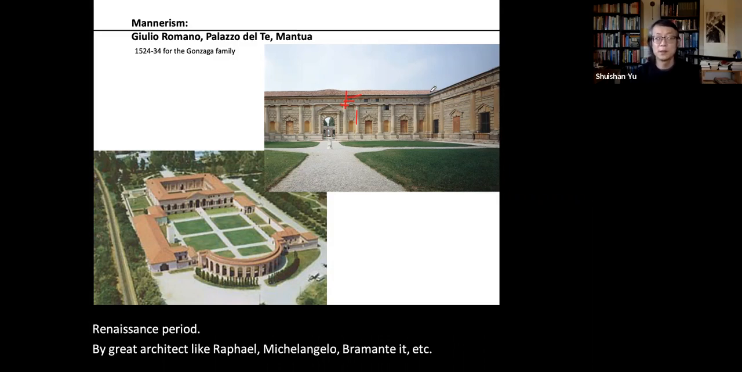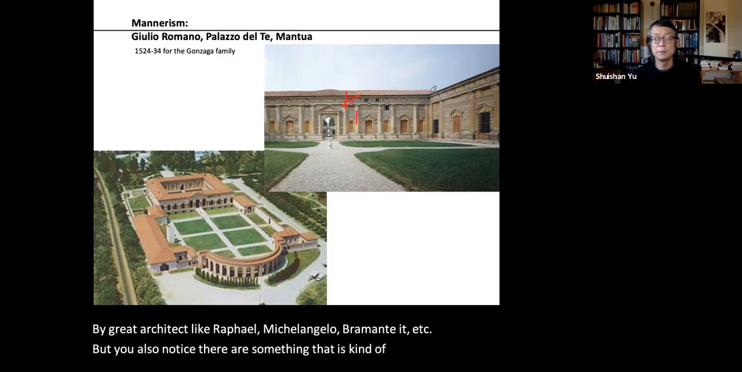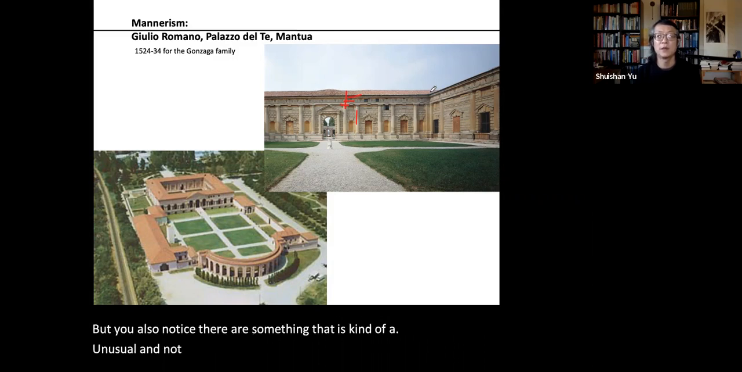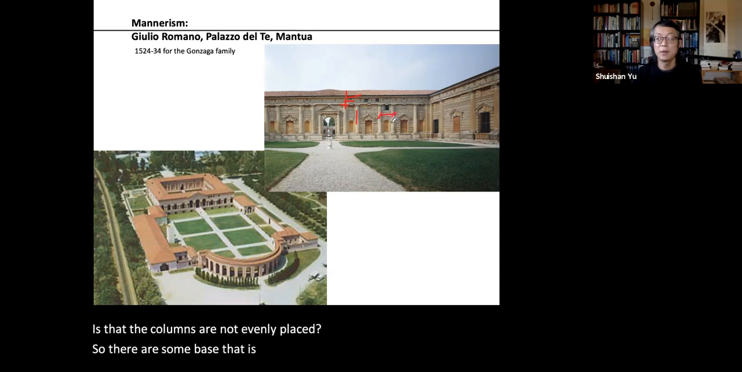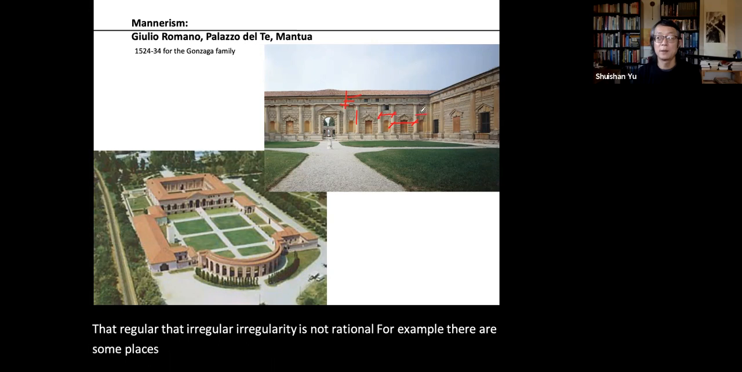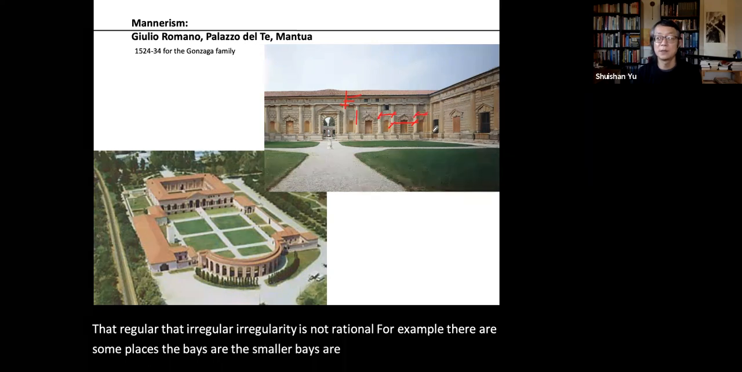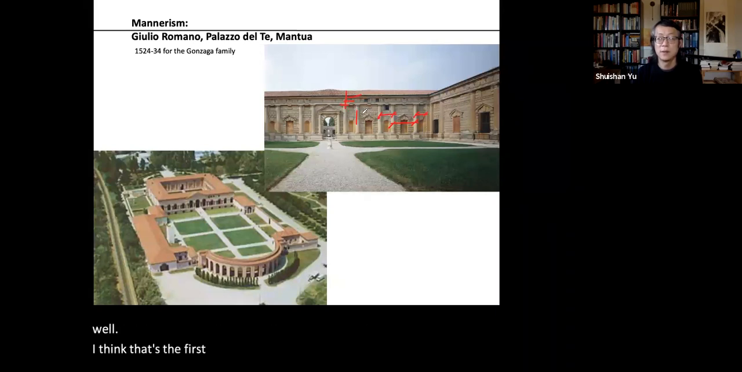But you also notice there is something kind of unusual and not that harmonious. The first thing you might notice is that the columns are not evenly placed. So there are some bays that are extremely narrow, other bays wider, and that irregularity is not rational. For example, in some places the smaller bays are not consistent in size as well. I think that's the first thing one notices, the deviation from the classical spirit.